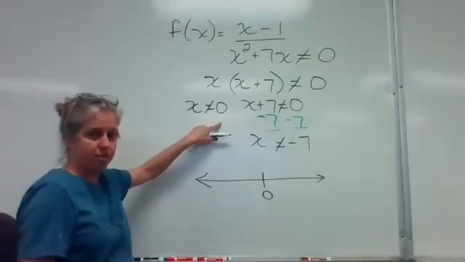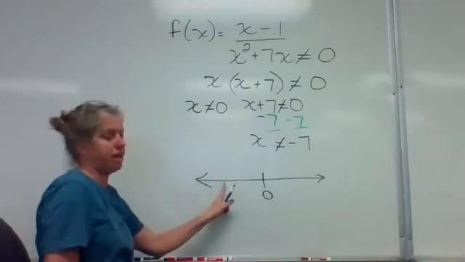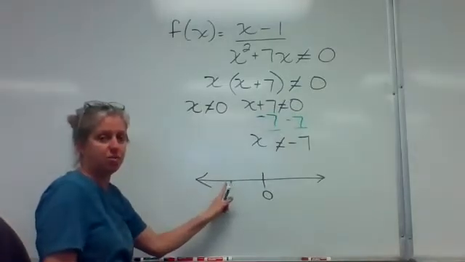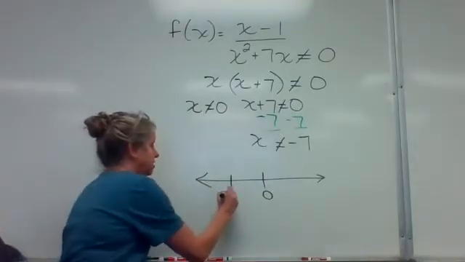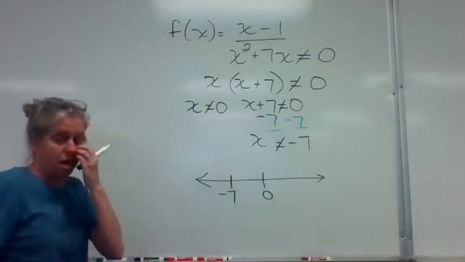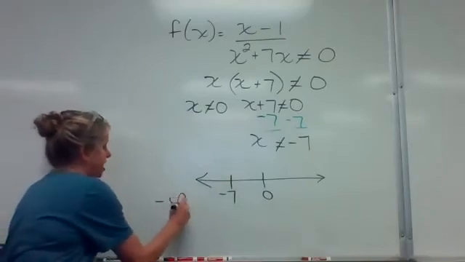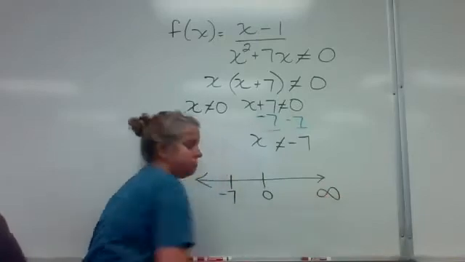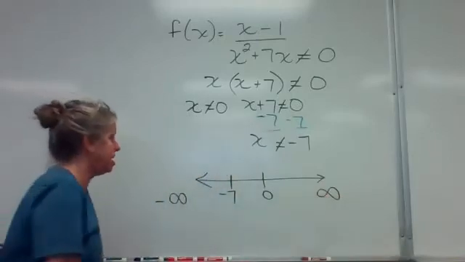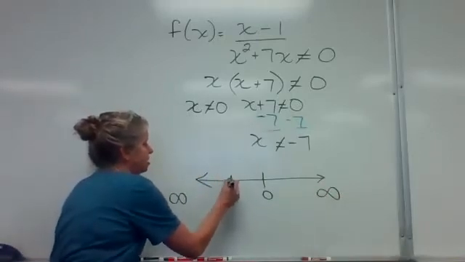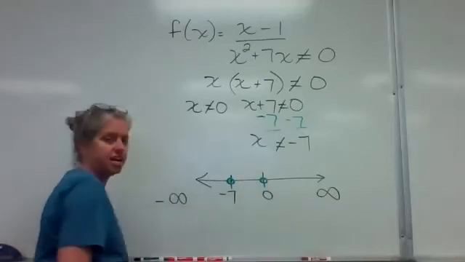If 0 is here, where would -7 be? It would be on this side of the 0, right? Here's my negative side. So in interval notation, I start at -infinity and I go to positive infinity, but I just need to leave out -7 and 0.